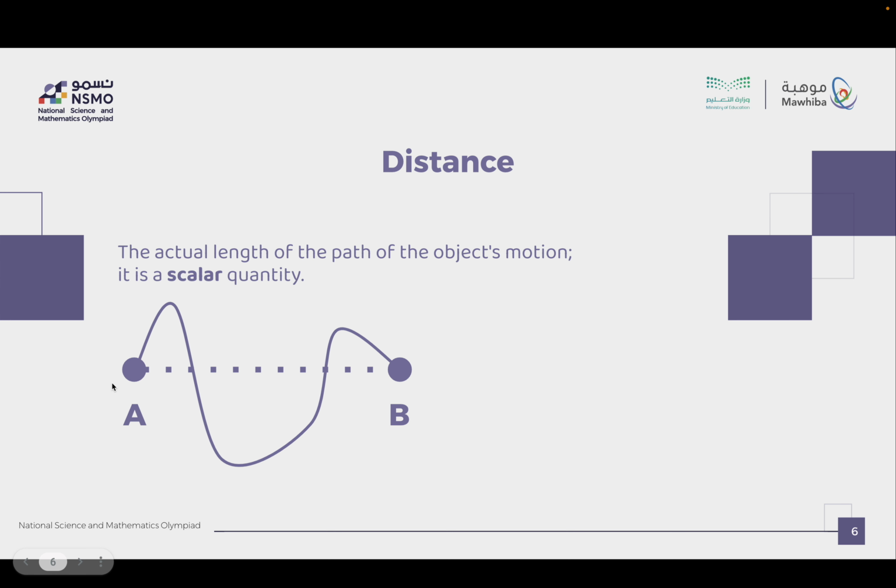The next concept is distance. It is the actual length of the path of the object's motion. Distance is a scalar quantity. In this figure, for example, a person took this curved path between the cities A and B. The distance he covered needs to be measured along this curved path. So not just simply the straight line distance as the crow flies.